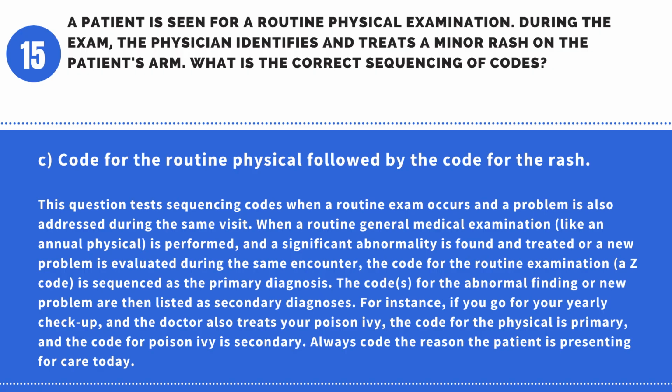For instance, if you go for your yearly checkup, and the doctor also treats your poison ivy, the code for the physical is primary, and the code for poison ivy is secondary. Always code the reason for the visit first, even if other issues are handled.